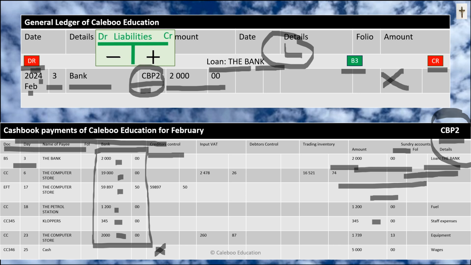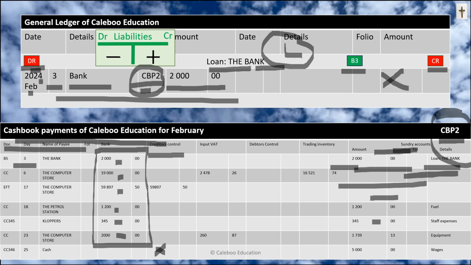on the credit side when the loan was taken out. But we're only looking at the transactions from the Cashbook payments. That's why I've only shown this installment here being paid back, because we're only looking at the Cashbook payments in this video. So there's the first posting from the journal to a ledger account.